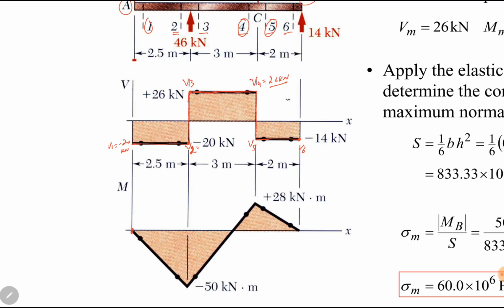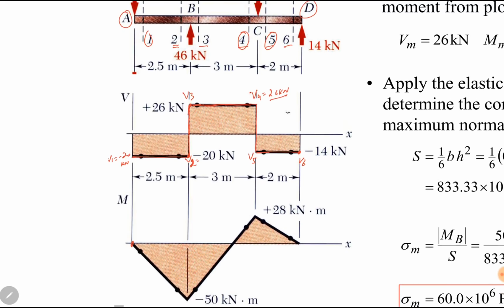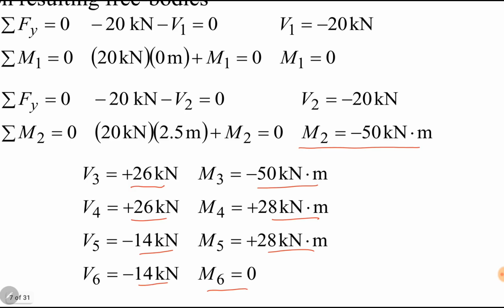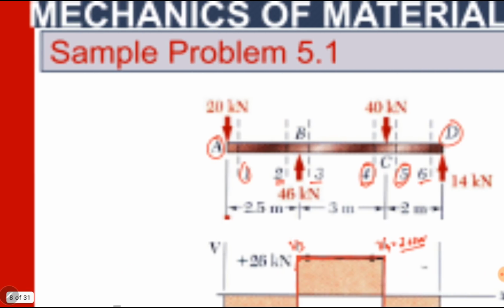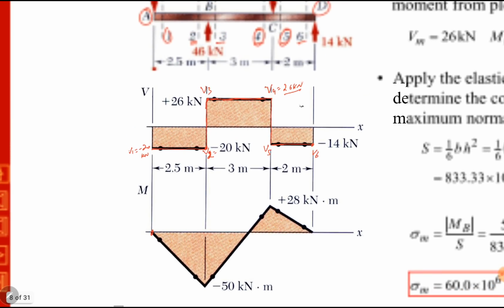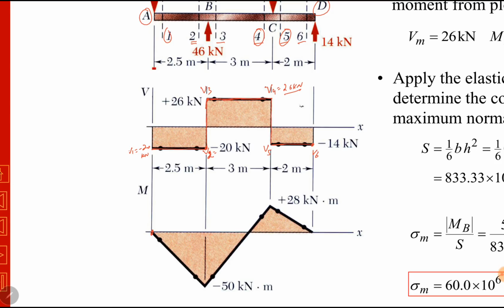You can see those numerical values on our previous slide. At section 2, which is at point B, the bending moment M2 was minus 50, and at section 3 it was again minus 50. M2 and M3 both have the same value of bending moment. Similarly, M4 and M5 have the same values. Sections 2 and 3 both exist at point B and both have the same value, minus 50.